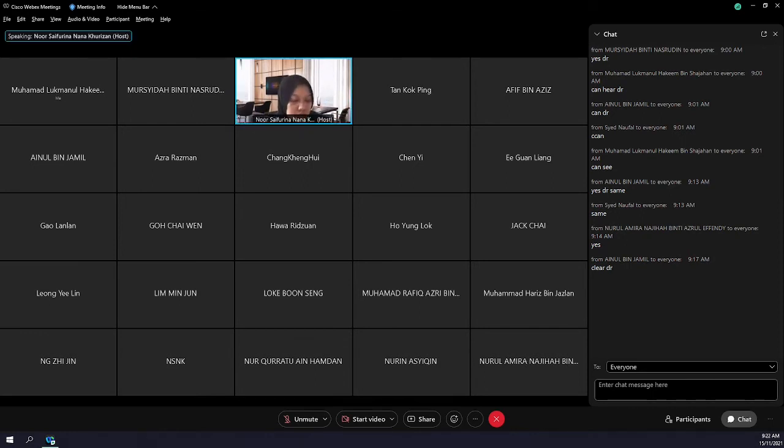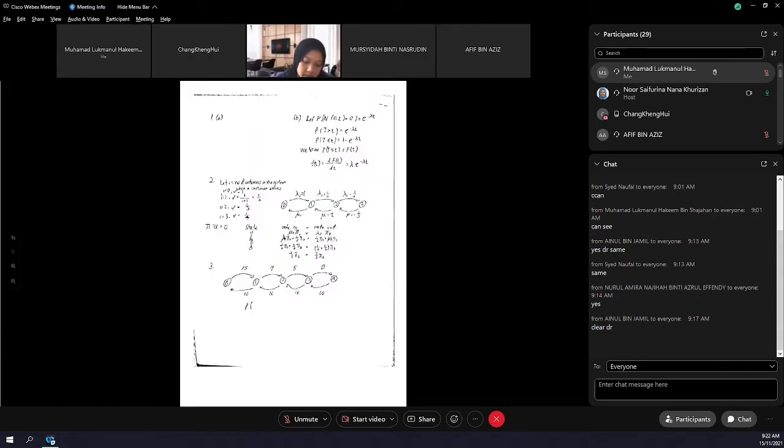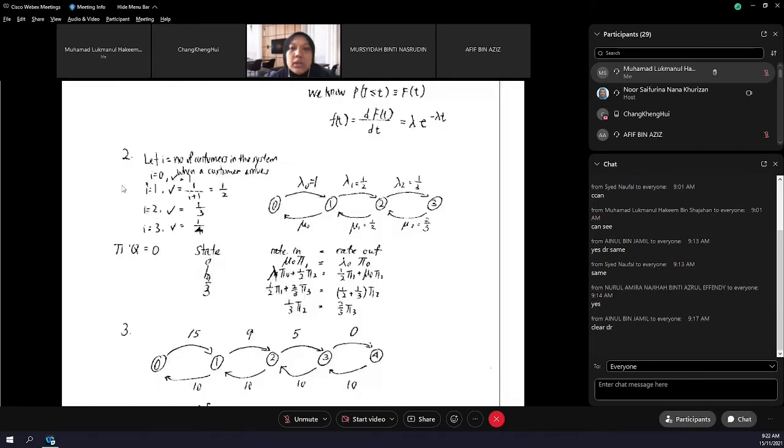For the rest of you who did not attempt, the first thing that you have to do is define your state. Please define your state. Maybe you can zoom in a bit. I can see, but I'm not sure if your friends can. Can everyone see? All right, that's better.